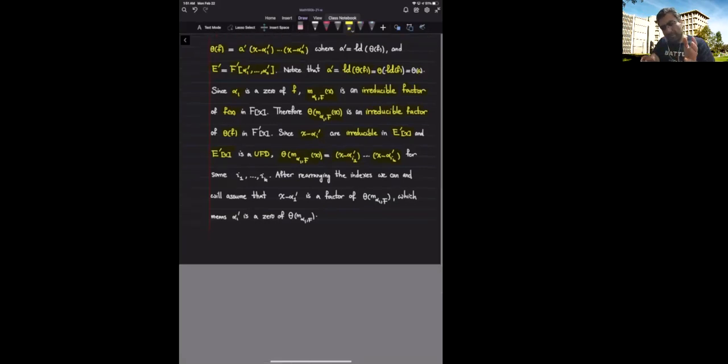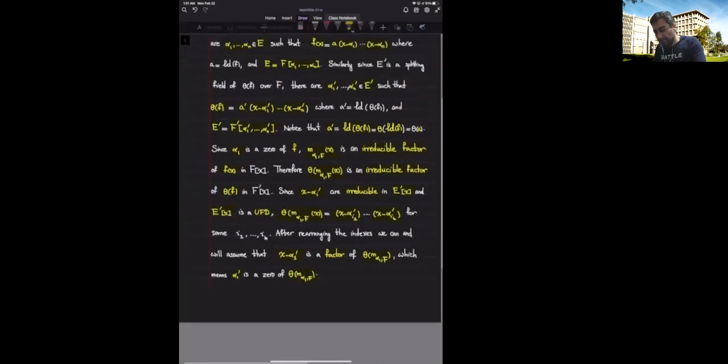Now I can rearrange the order of the alpha sub i j's and assume that the smallest one is alpha 1 prime. So I can change the indexing, let's say i sub 1, and make it to be alpha 1 prime. So without loss of generality, we can and will assume that x minus alpha 1 prime is a factor of theta of this minimal polynomial, which is equivalent to saying that alpha 1 prime is a zero of this polynomial. Okay, so far so good.